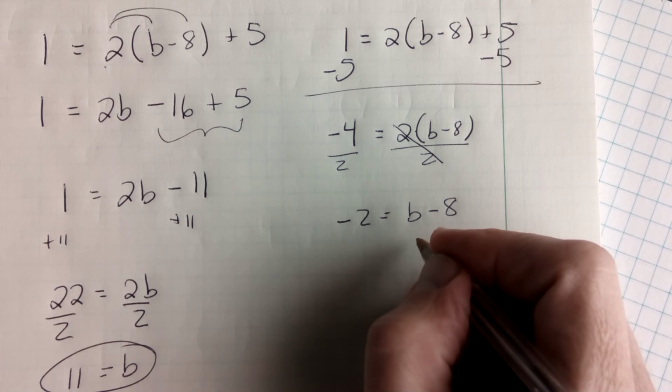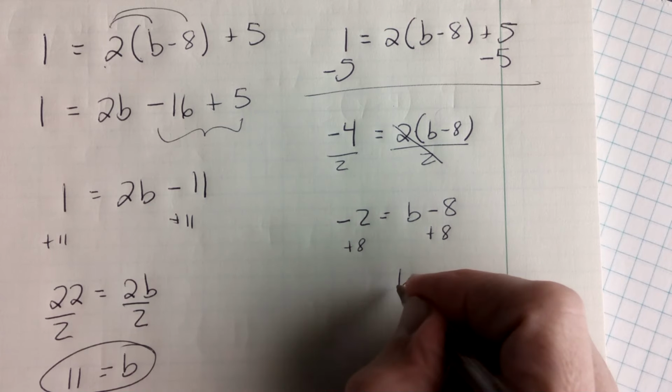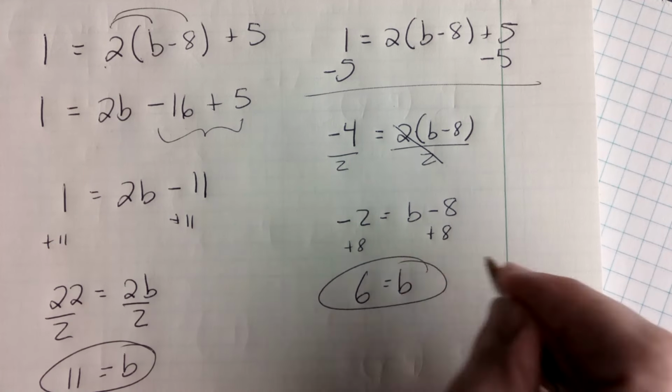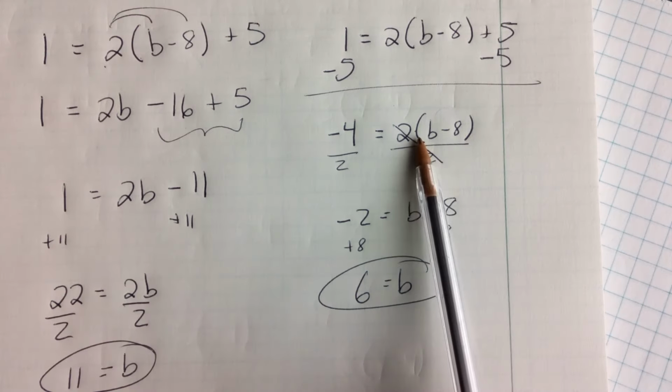Then I'm going to add 8 to both sides, and I get b equals 6, which is a completely different answer than I got over here. So guess what? I've made a mistake in either here or here. Let's see if we can find my mistake.